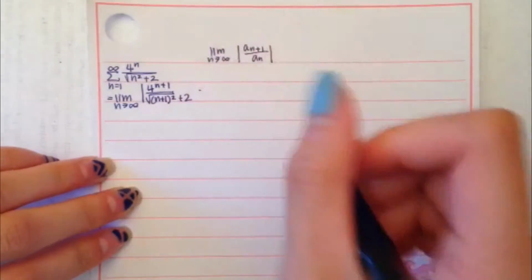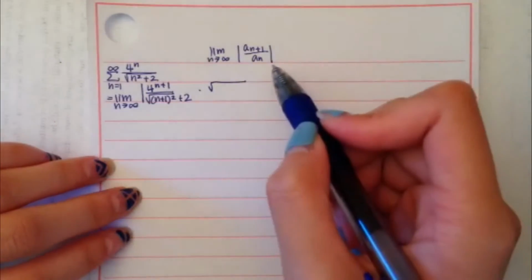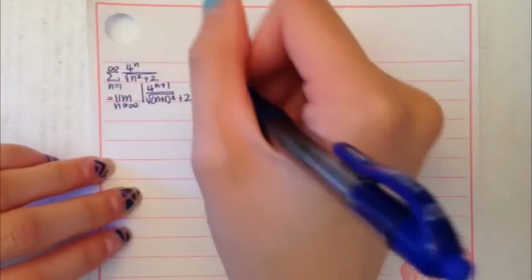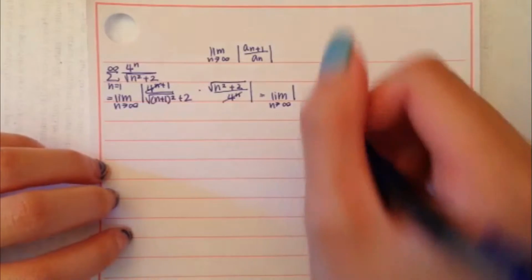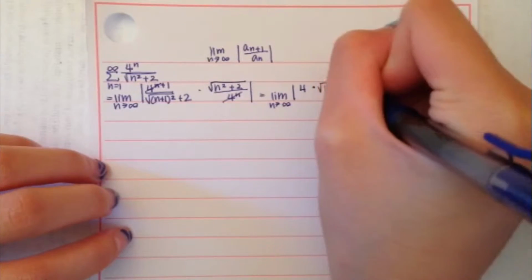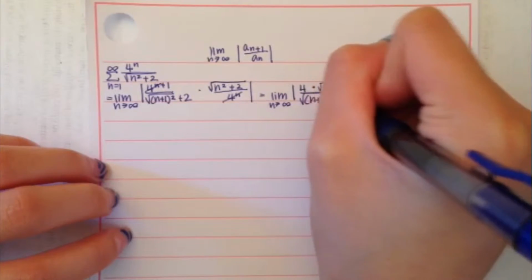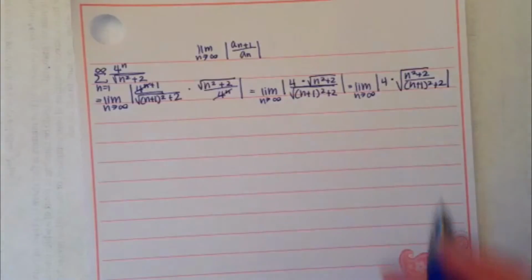You can also use the ratio test even when there's no factorial in the series. For example, if you have this problem, the a n plus 1 would be this, and then the a n would be the original series, but because a n plus 1 is divided by a n, you have to multiply a n plus 1 by the reciprocal. Again, you can cancel out things, so the 4 to the n goes away. Then you would get 4 times n squared plus 2 over the square root of n plus 1 squared plus 2. And then you can separate the 4 from the rest of the fraction, and then you can simplify.